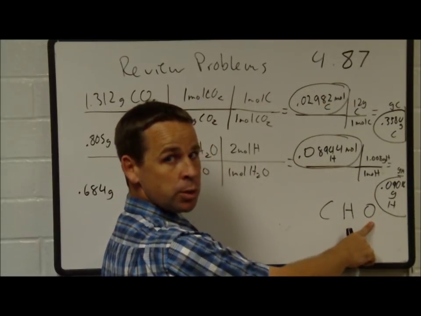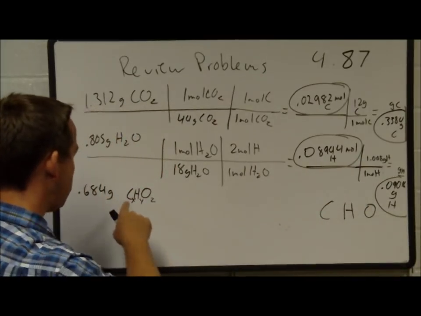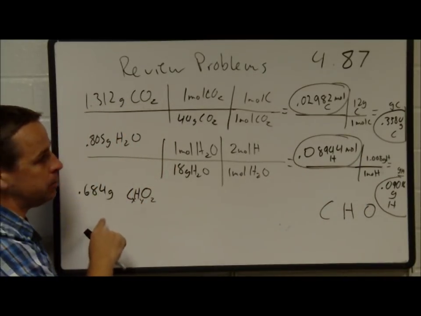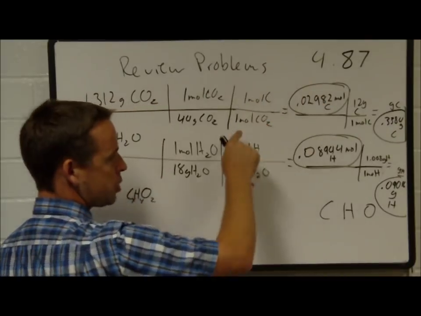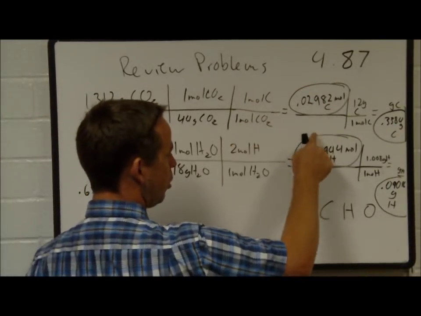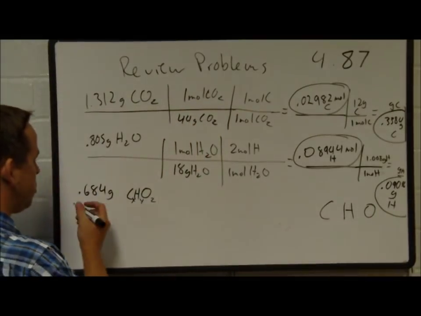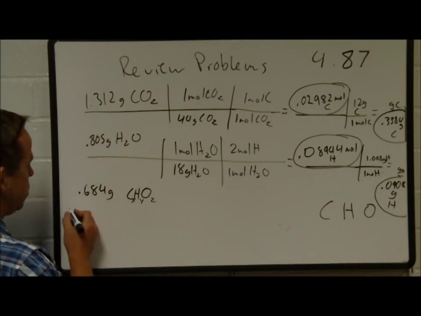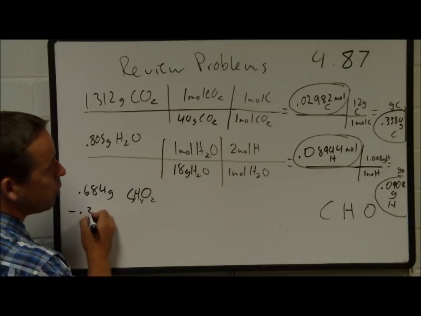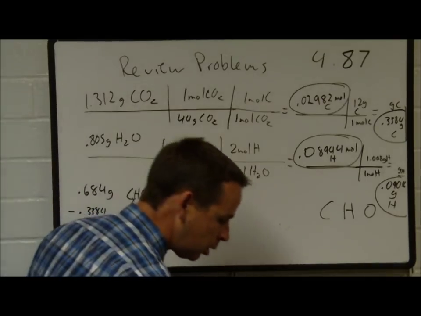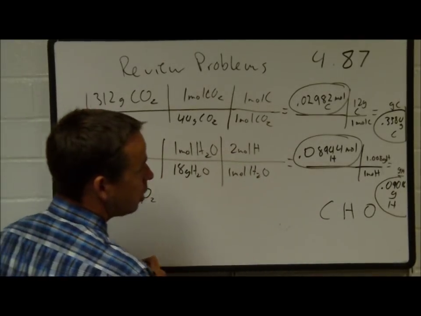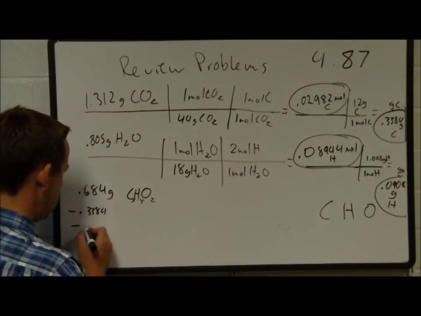a way to get the molar ratio of oxygen without initially determining how many grams of oxygen there were in the sample. We determined how many moles of carbon and moles of hydrogen there were. So we convert that to grams of carbon and hydrogen. Then we subtract that from our initial sample size. So we have 0.684 minus 0.3384. And then we also subtract the 0.09016.